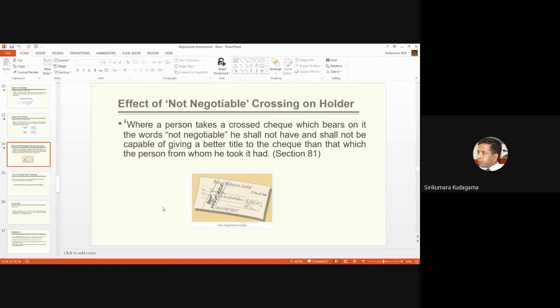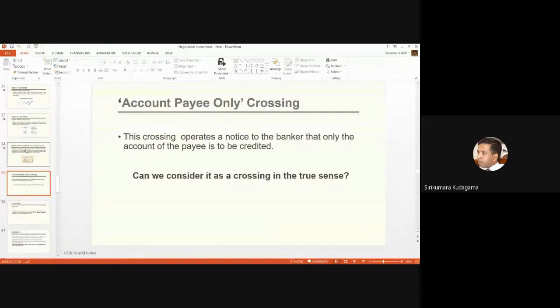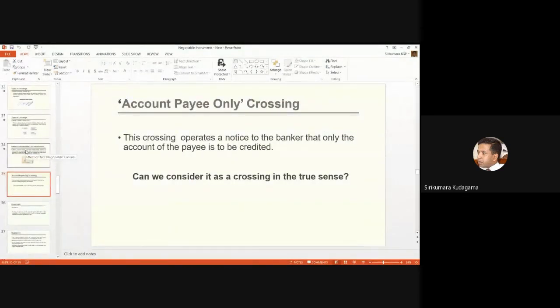But generally, the effect of a not negotiable crossing is that it basically prevents any new holder getting anything more than the earlier holder had. The issue with A, which I didn't want to discuss, is that A is not an endorsee. A is the original payee, right? Whether his rights also can be curtailed is a little debatable. Are we clear there? Are there any problems? Any questions?